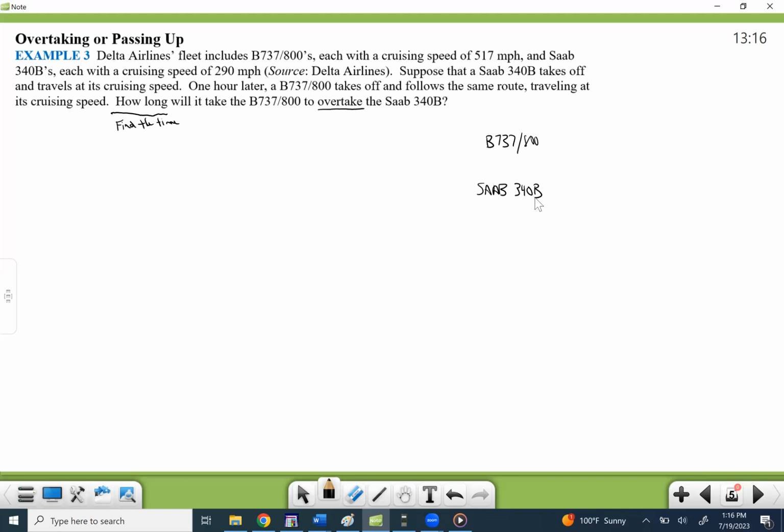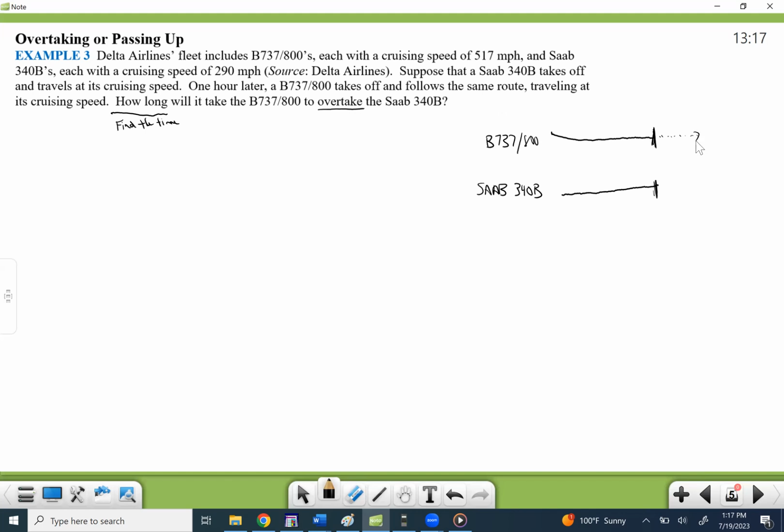Now, what happened was the Saab takes off first. That's what it says. Suppose that a Saab takes off and travels its cruising speed. An hour later, the other one takes off. So the Saab's going to take off. It gets a head start. But then the other one finally overtakes it. Now, where is it going to overtake it? Right here when their distances are exactly the same. Let's pretend they're the same. My drawing isn't very good. After that, the B737-800 is going to overtake it, right? It's going to be going faster from then on, okay?